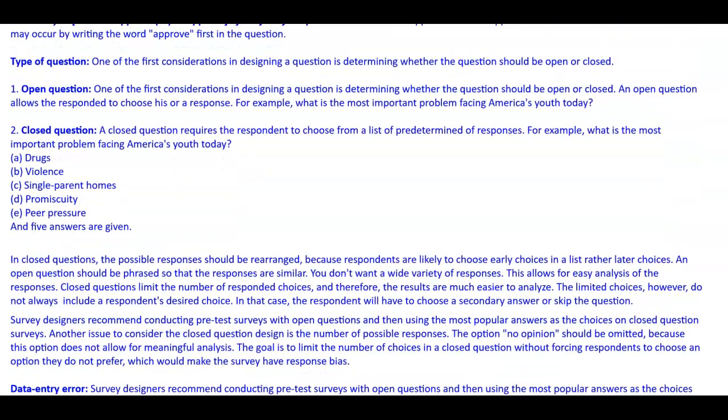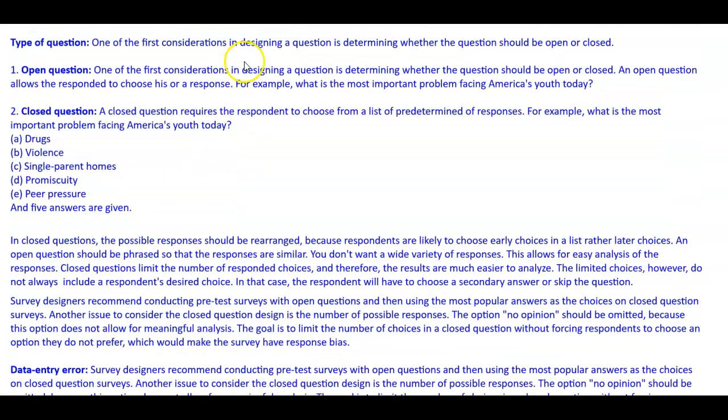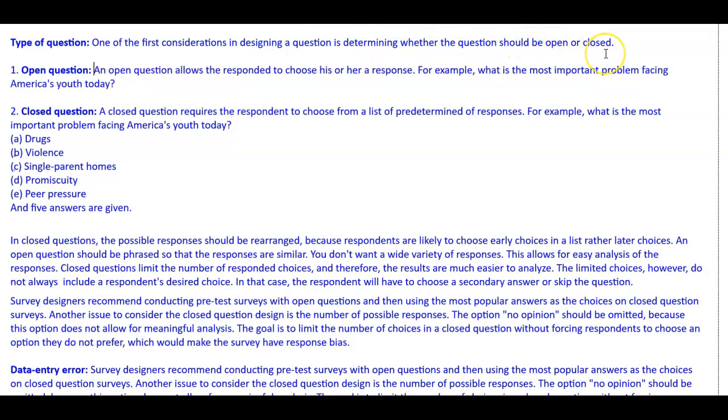Type of question. One of the first considerations in designing a question is determining whether the question should be open or closed. Now, 1. Open question. An open question allows the respondent to choose his or her response. For example, what is the most important problem facing America's youth today? Closed question. A closed question requires the respondent to choose from a list of predetermined responses.